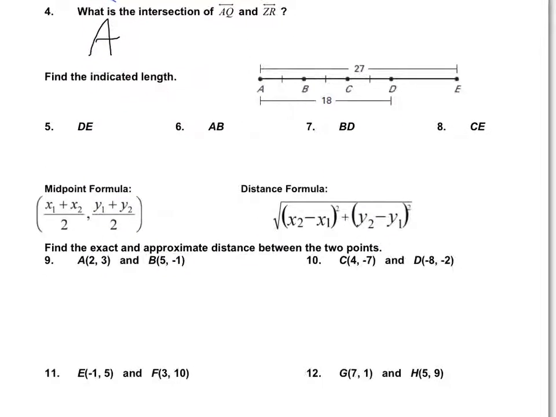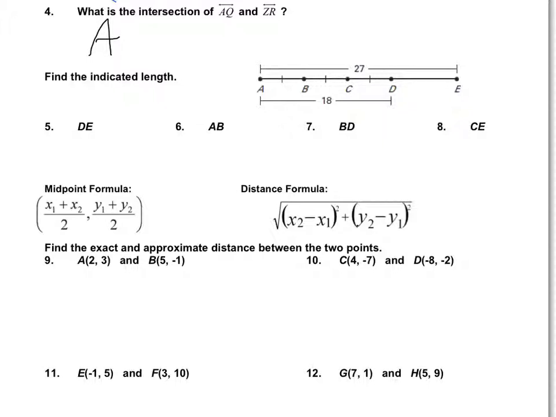All right. 5, 6, 7, 8. Find the indicated length. So number 5 is saying find DE. With a problem like this, actually before I start answering individual questions, it could be helpful to just try and figure everything out. Sometimes I find that more helpful.